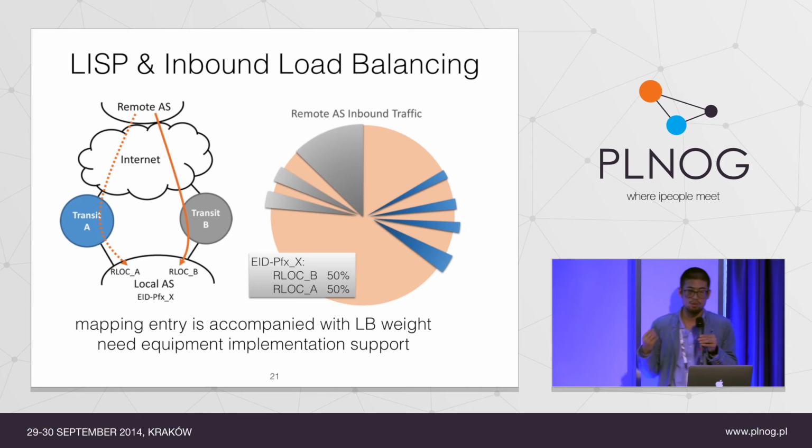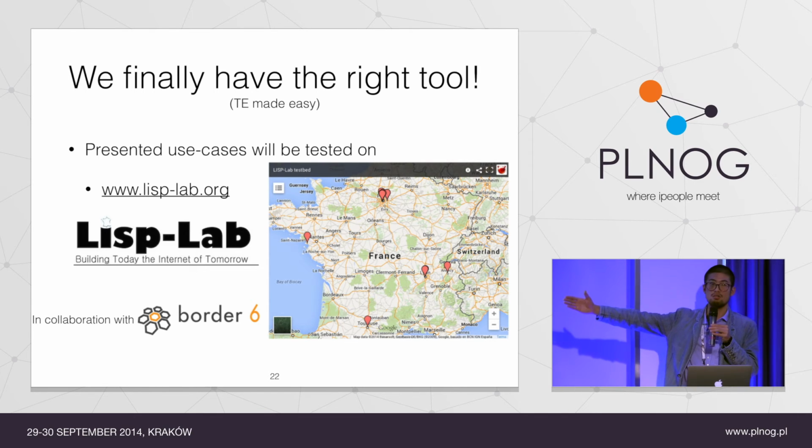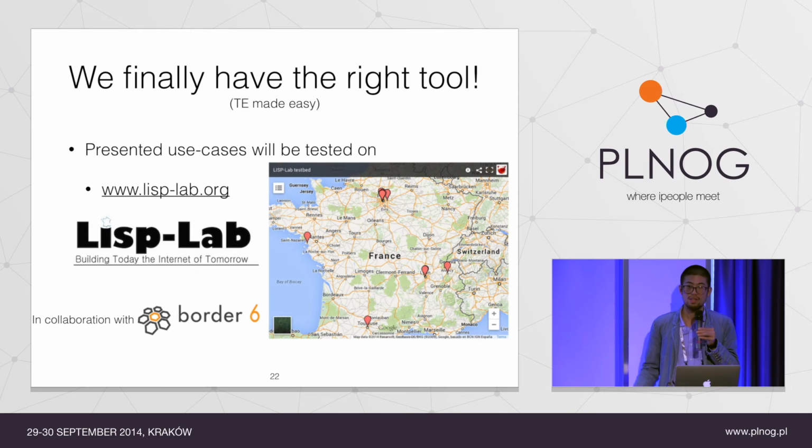And most of all, the important thing is that these solutions we have seen so far are not just beautiful ideas on paper. We now have a platform, the infrastructure, to implement them, to test them, and to evaluate them. LISP Lab is now just a French project, but we believe that it is going to be global, and we are hoping that more of you will join us. And we are now cooperating with Border 6 to do implementation, testing and evaluation of the solutions so that they are optimal and reliable.